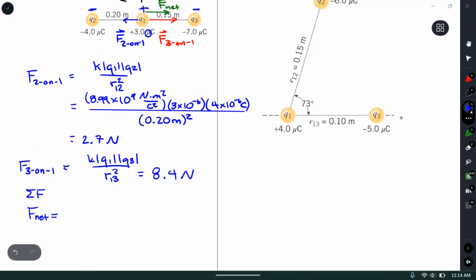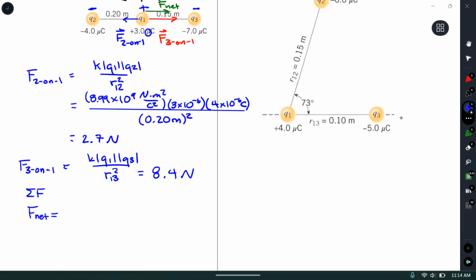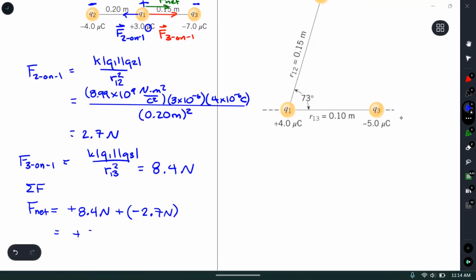All right. So here is where I can account for the signs, the directions of those forces. F3 on 1 is to the right, so it's positive 8.4 newtons. And then I'm adding forces, but F2 on 1 itself happens to be to the left, so it's negative. And so we will get positive 5.7 newtons. And that positive tells us exactly what we were expecting, that the net force is to the right. Okay.